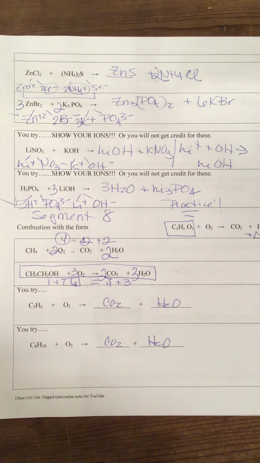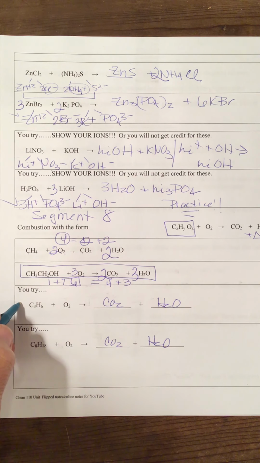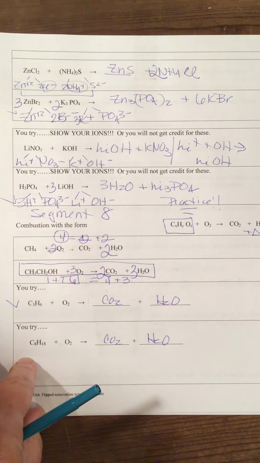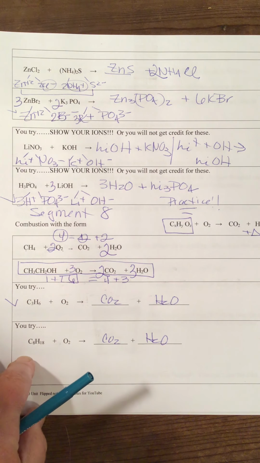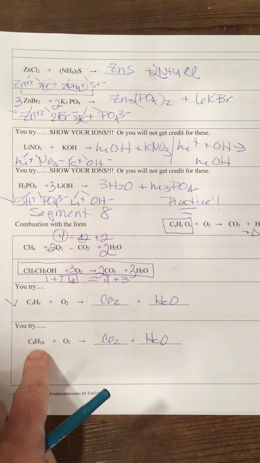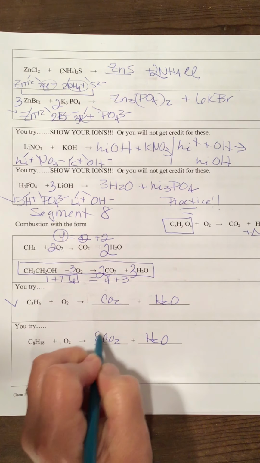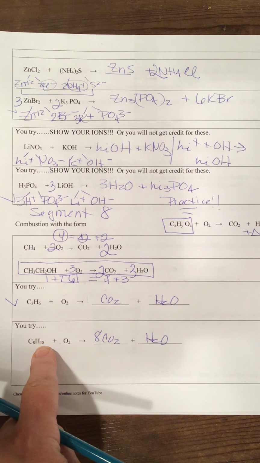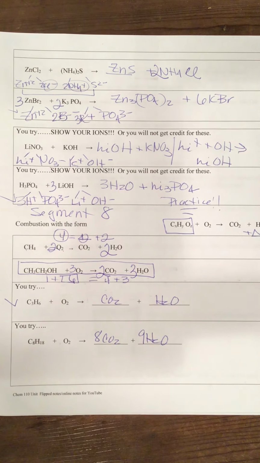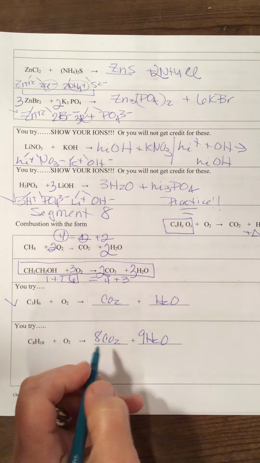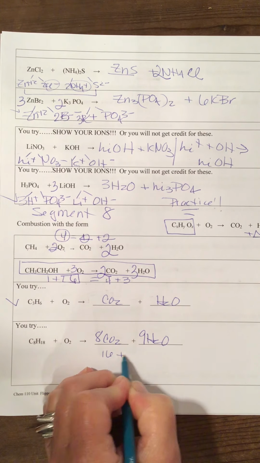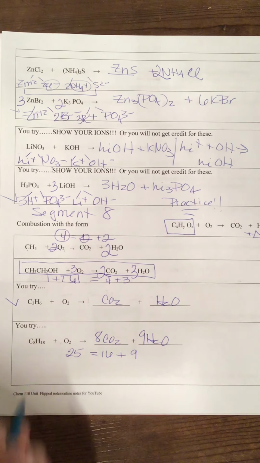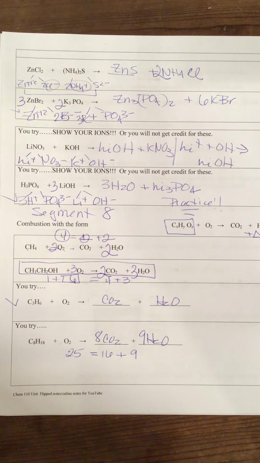Okay? All right, I'm going to let you try this one, and then I'm going to come down to this one because oftentimes our oxygen is problematic for us. So I'm going to do this one with you. 8 carbons in means 8 CO2s out. 18 hydrogens in means I need 9 waters, which means I have 16 oxygens from the CO2, 9 from the water, which means I have to put 25 oxygens in.